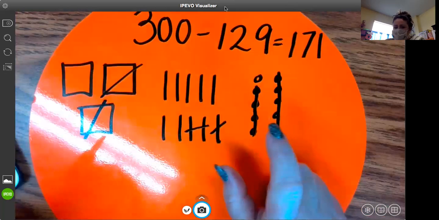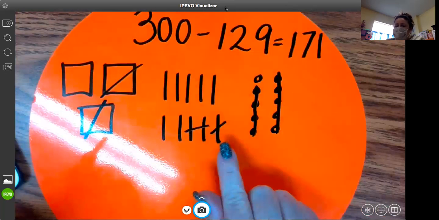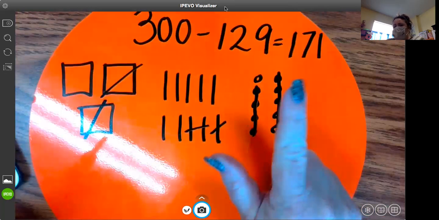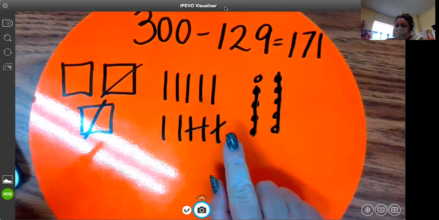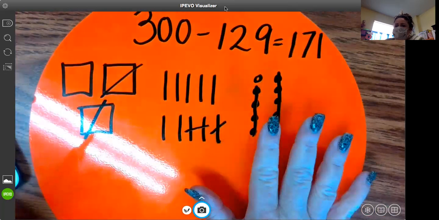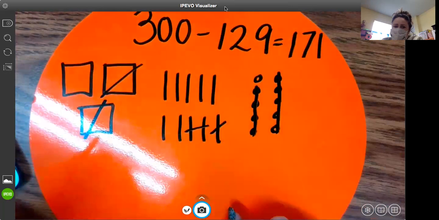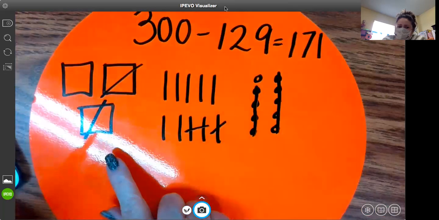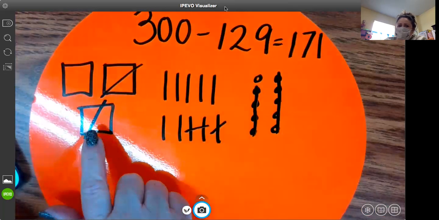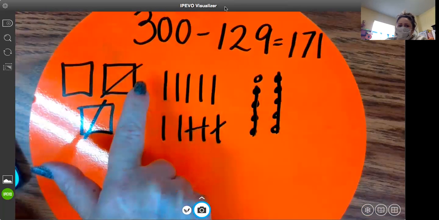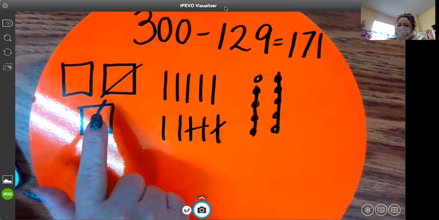And if they already have a 1, they need to draw the 10 that they're trading on top of whatever the 1s are already. That way, they're not trading and shorting themselves some 1s. I'll give you an example of that next. Also, once they have traded, it's marked out, so they still have to subtract that other 100, because this is not subtracted, this was traded for 10s.